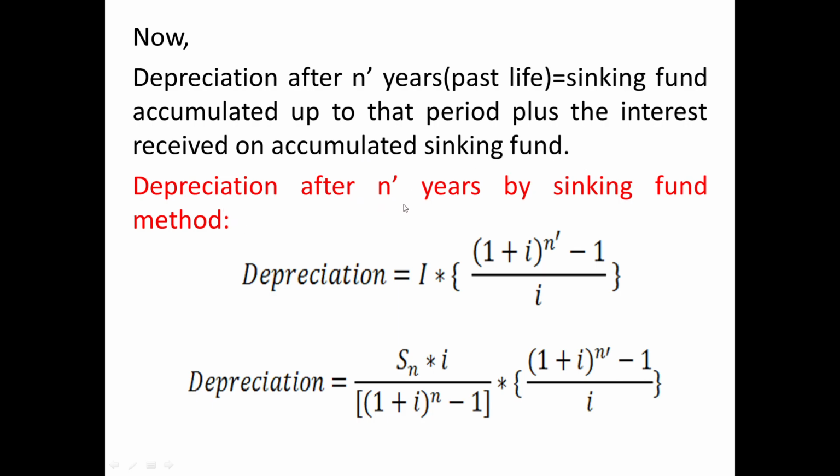Therefore, depreciation after n dash year by the sinking fund method will be equal to I, that is the yearly deposit, and we are depositing for n dash year. So I deposited every year multiplied by this bracket, (1 plus i) to the power n dash, that is the past life for which we are doing the calculation, minus 1, divided by i, that is the rate of interest. So this will give the amount of sinking fund accumulated in n dash year, and that is nothing but the depreciation amount for n dash year. Same here, we are putting the value of this, we can modify this formula.